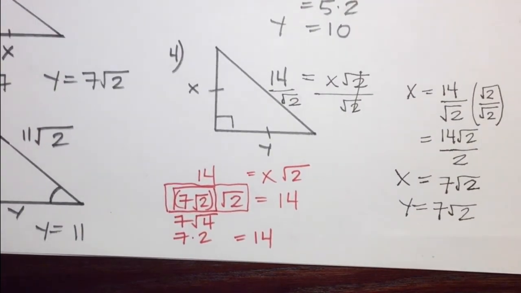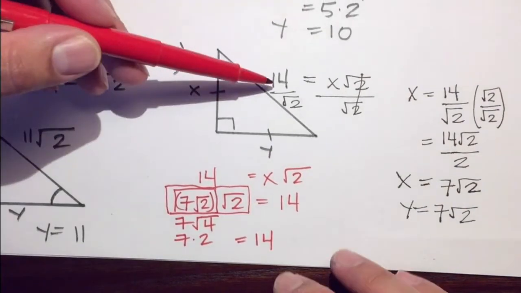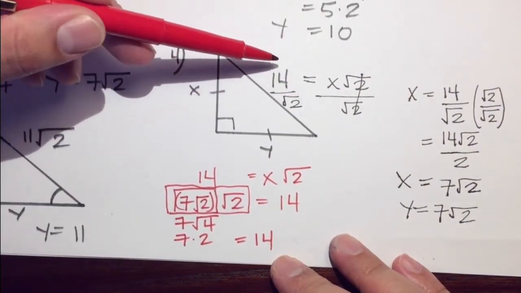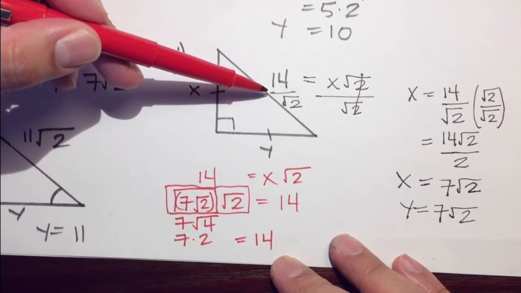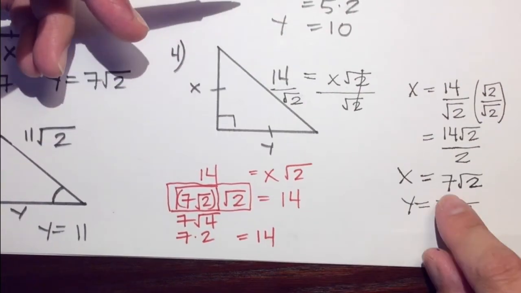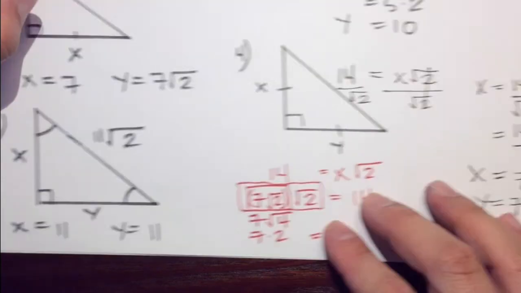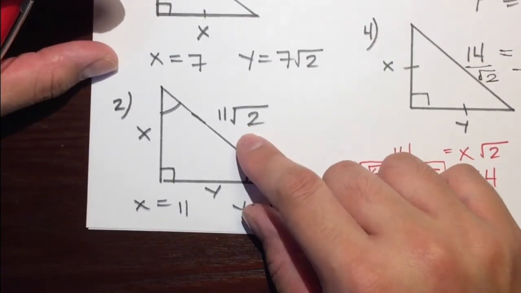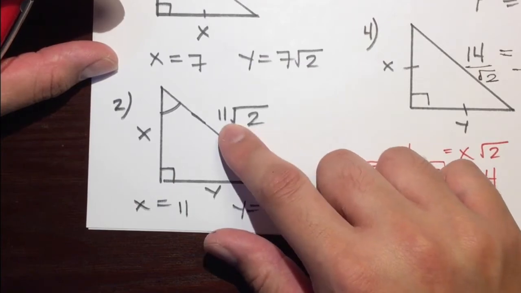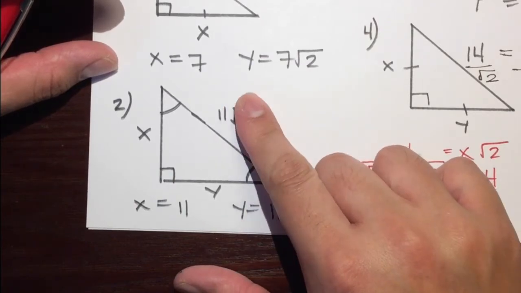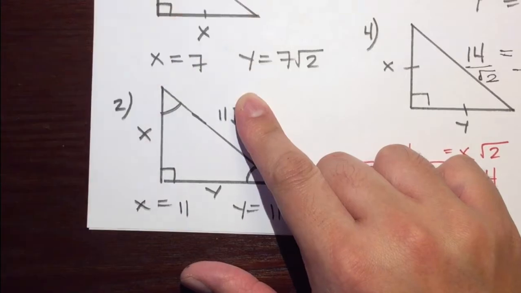So I showed you 3 ways. Hopefully one of those 3 ways works, but the shortcut is if your hypotenuse is a whole number, just divide it in half and multiply it by radical 2. Okay? If your hypotenuse is 11 radical 2, if your hypotenuse is something times radical 2, just ignore it, and then that would be your 2.